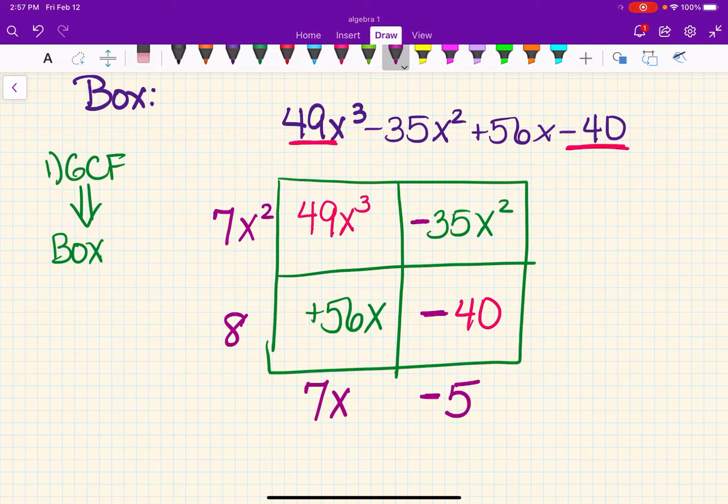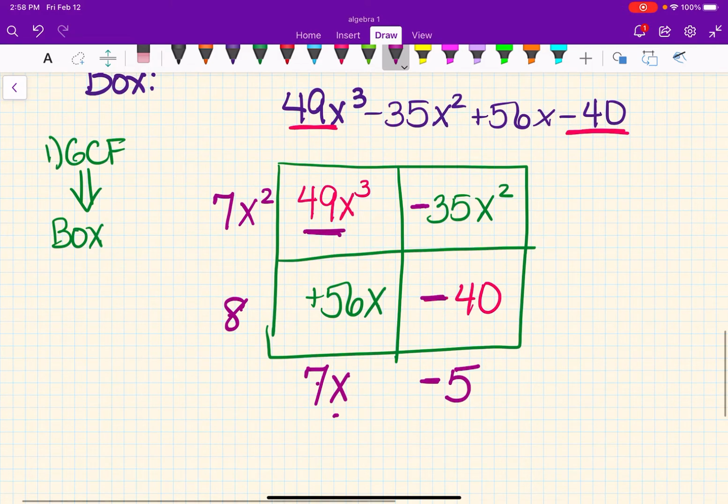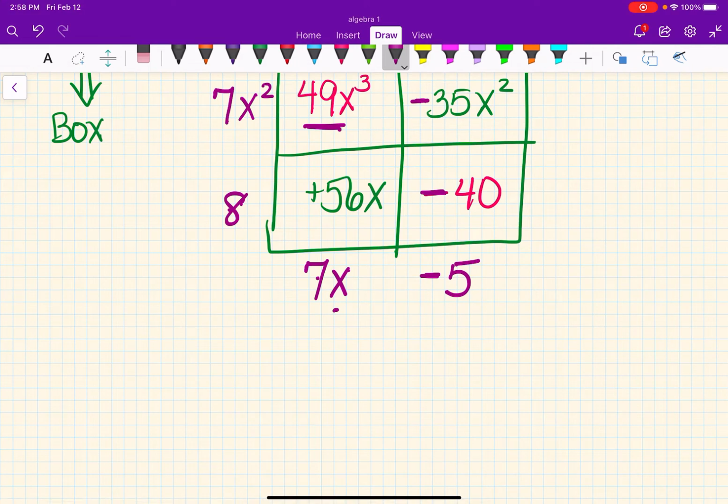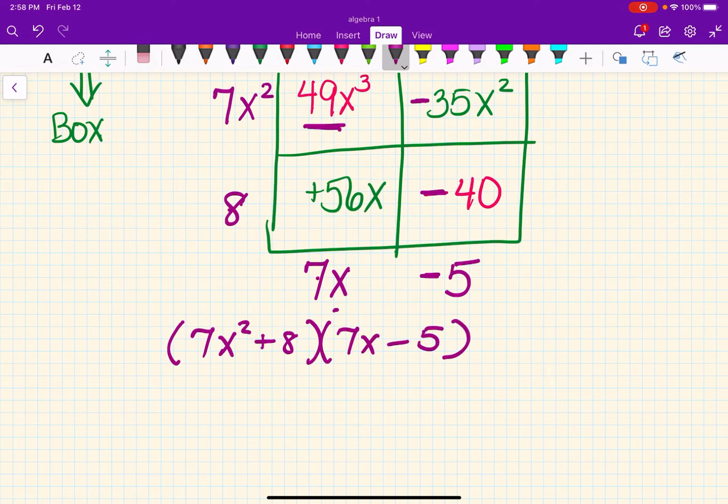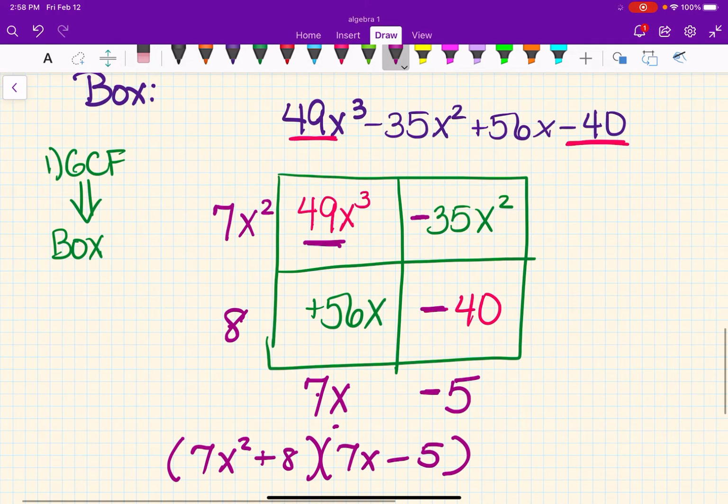So 7x squared times 7x, well, that'll give me 49x to the third. 7x squared times negative 5, good, that gives me the negative 35x squared. 8 times 7x gives me 56x, and 8 times negative 5 gives me negative 40. And the last step is to write these as factored form. 7x squared plus 8 times 7x minus 5. And again, if you were to FOIL or box this, you would get back exactly what we did, because we just did the opposite operation.